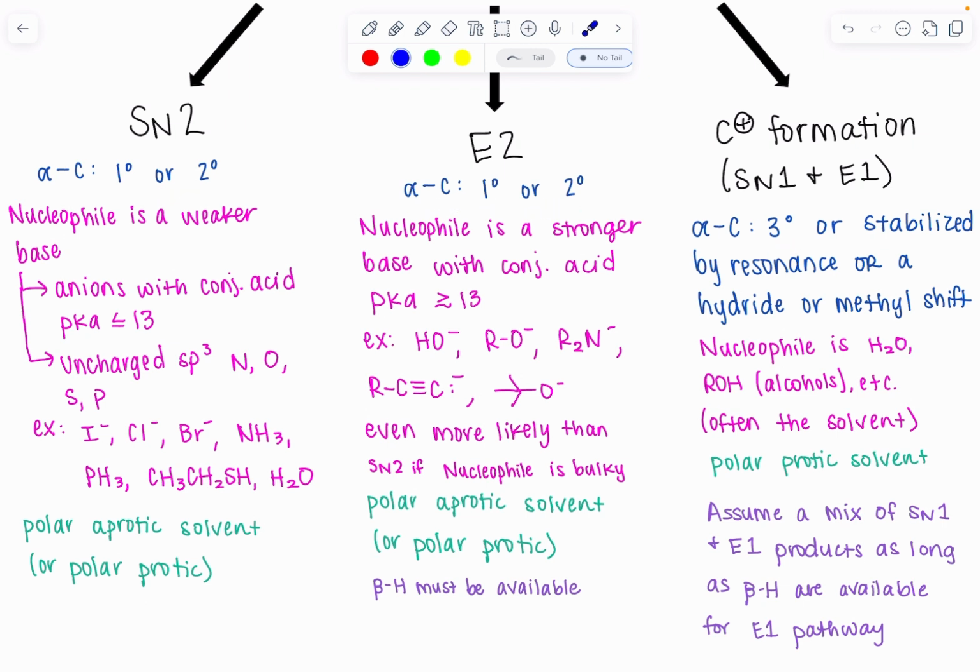If it is tertiary, or if it's not tertiary, but it's stabilized by resonance, hydride, or methyl shift, then a carbocation is what's going to form first, and that can lead to both SN1 and E1 reactions. For these reactions, the nucleophile is usually the solvent, so that is usually an alcohol or water. These are polar protic. They stabilize the carbocation. And we can assume a mix of SN1 and E1 products as long as beta hydrogens are available for the E1 reaction.